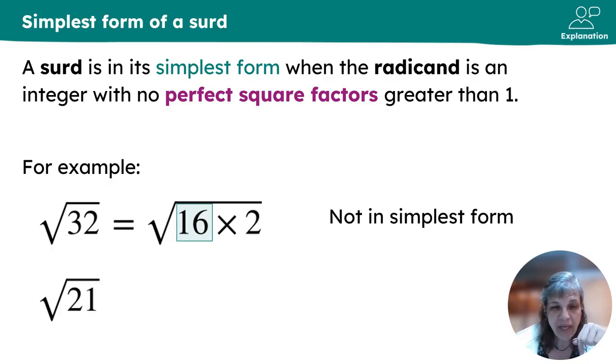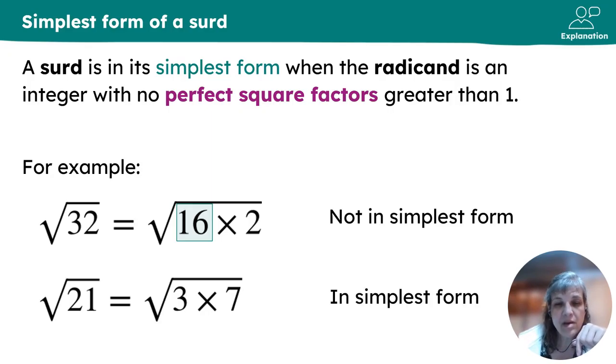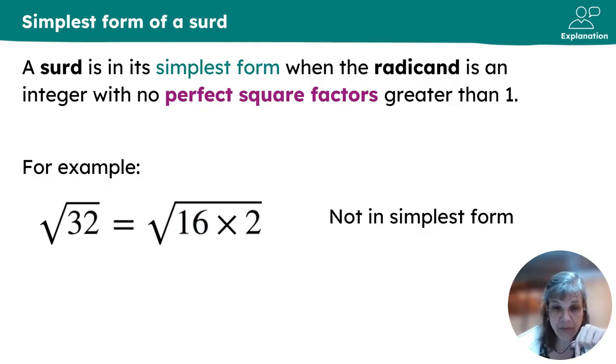If you have a number like the square root of 21, you can still break that down into two parts, square root of 3 times 7, for example, but neither of these are perfect squares. And in fact, 21 doesn't have any factors that are perfect squares. So square root of 21 would be considered simplest form for a surd.